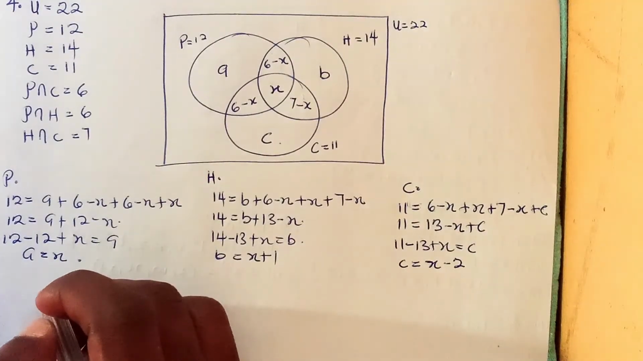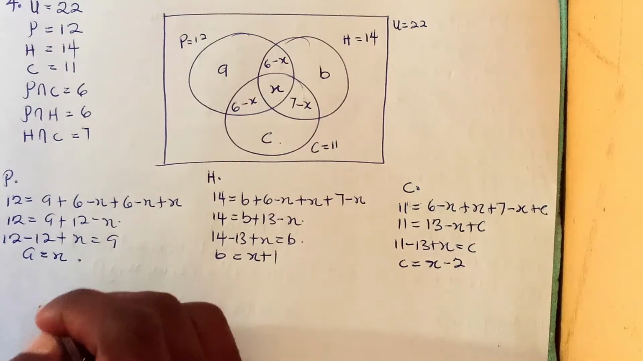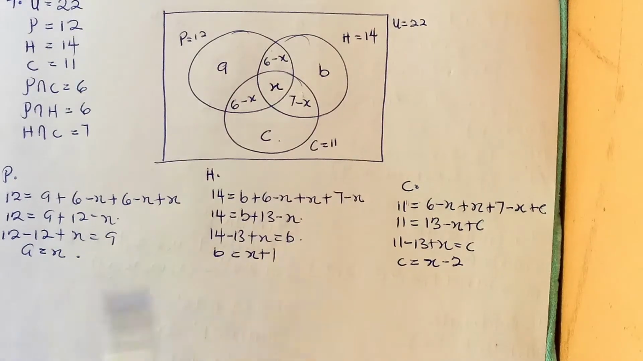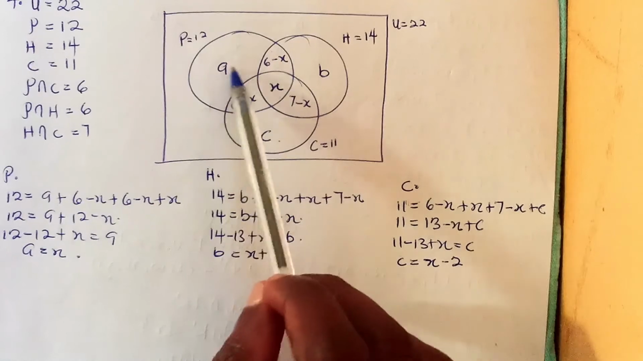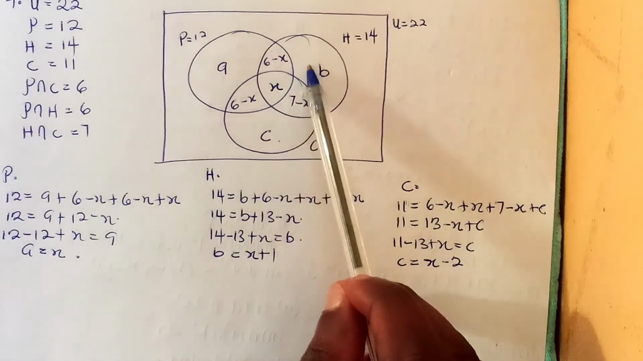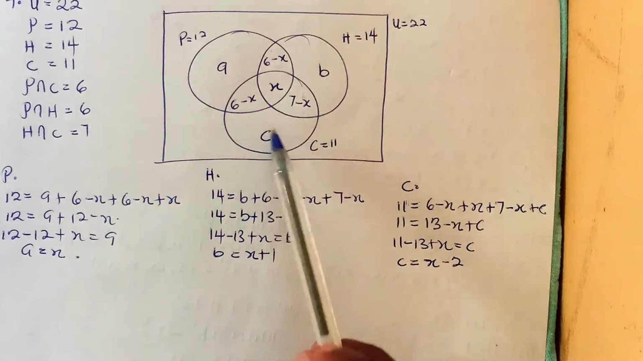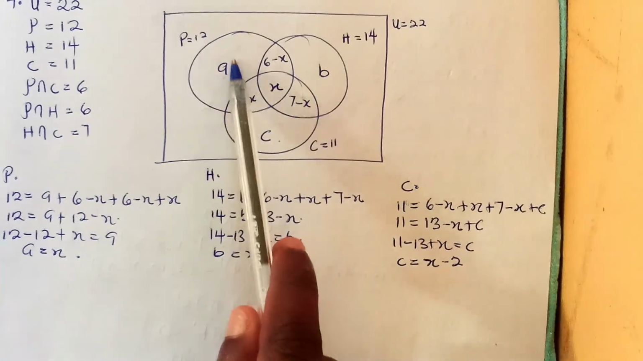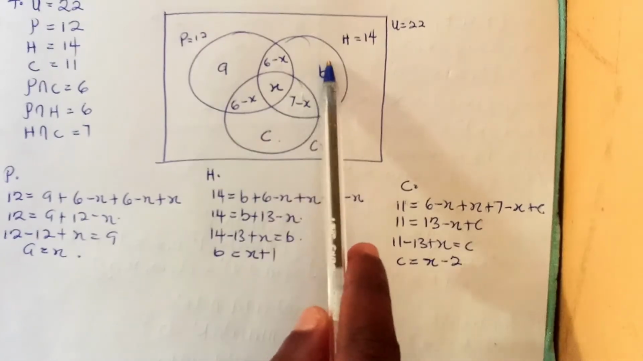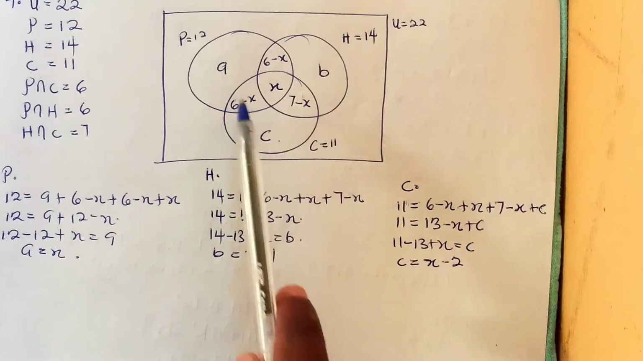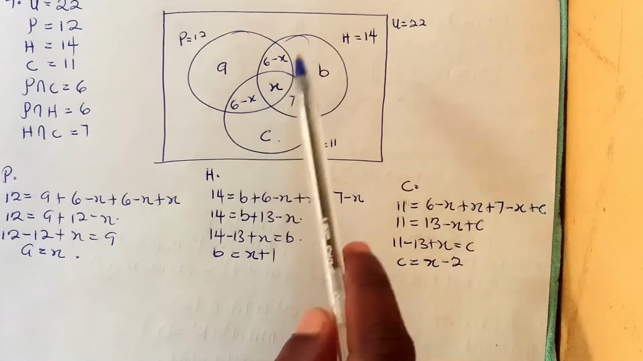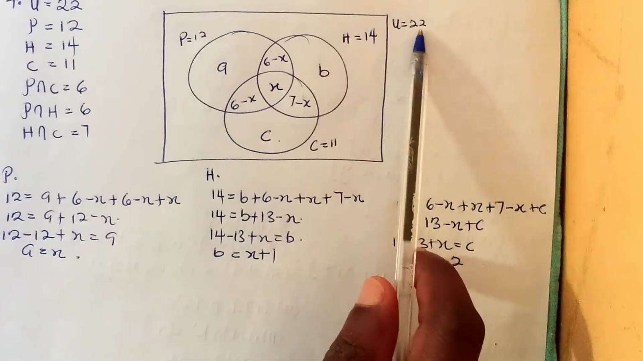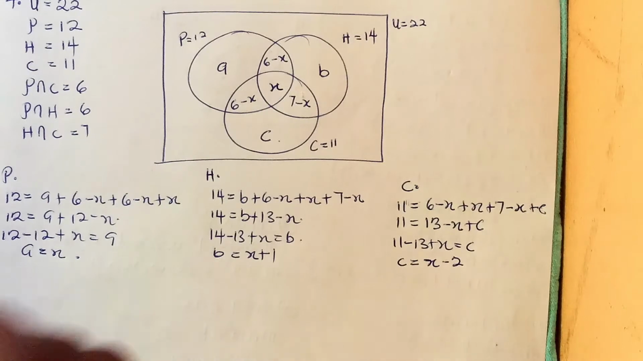The B asks us to find all the 3 requirements, that is X. In order to find X, we needed the A, the B, and the C. Since we have found it, now we represent the A by x, the B by x plus 1, and the C by x minus 2. So if we add this portion, this portion, this portion, this portion, this portion, this portion, and that of this, it is supposed to give us 22. So let's do it that way.